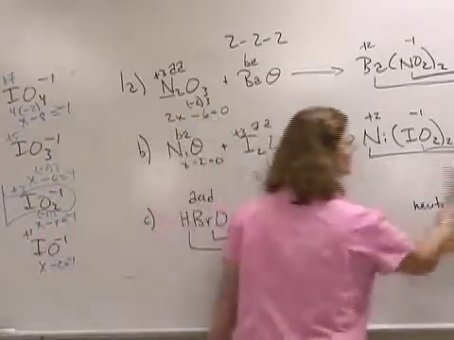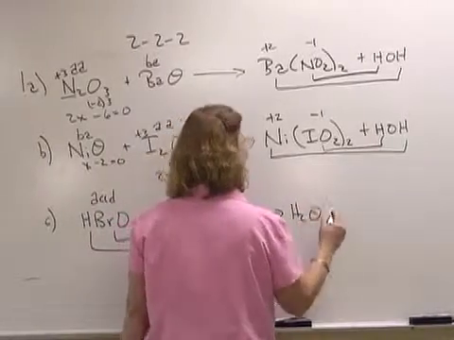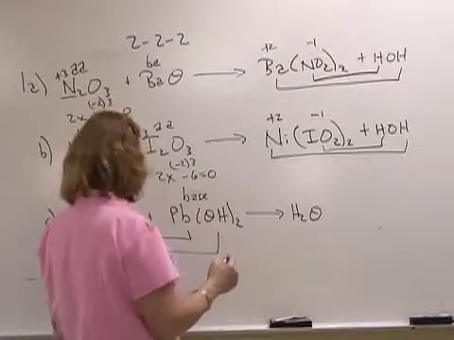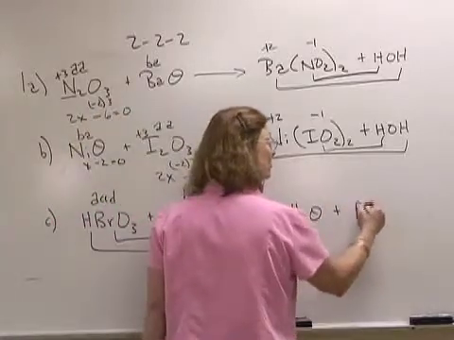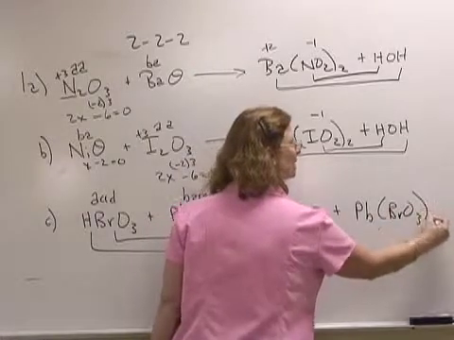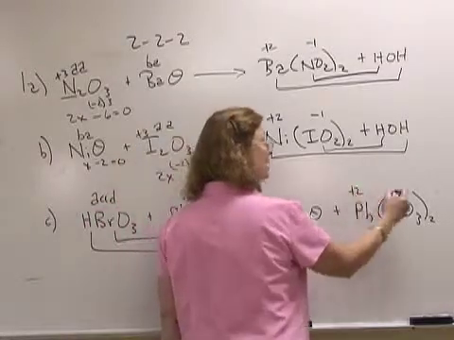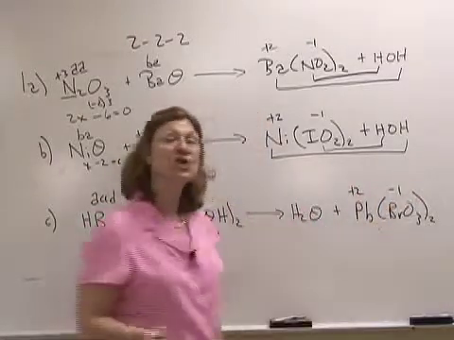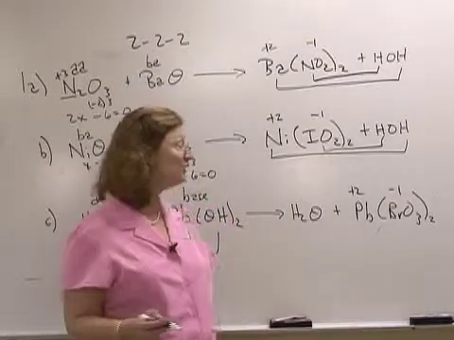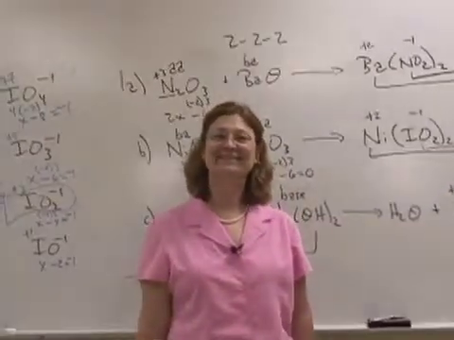So my products are water. I always get water. An acid and a base always give me water. And the salt. And a salt is a metal with my polyatomic ion. And I must get the correct formula. Lead has a +2 charge, and bromate has a -1 charge, so I need 2 bromates to get the compound to 0, and that's critical for me to do. So that was how we do number 1.